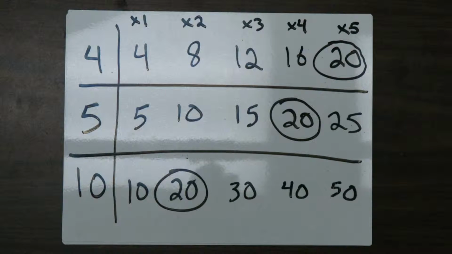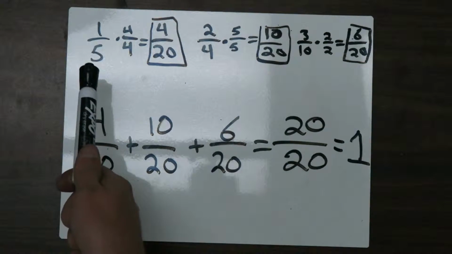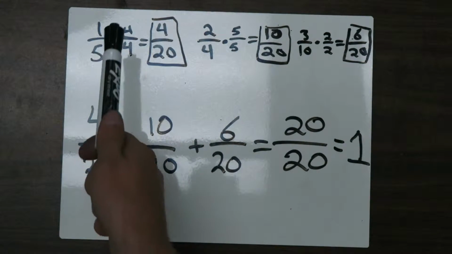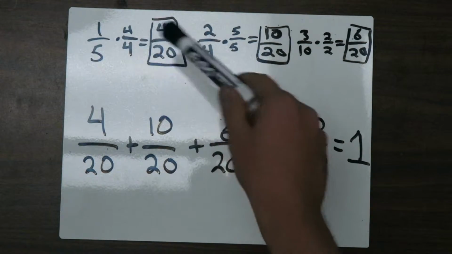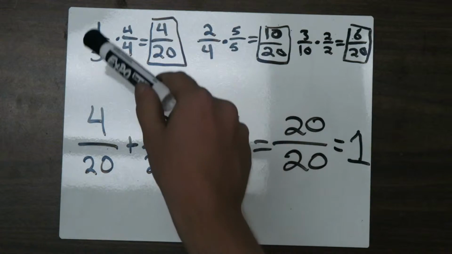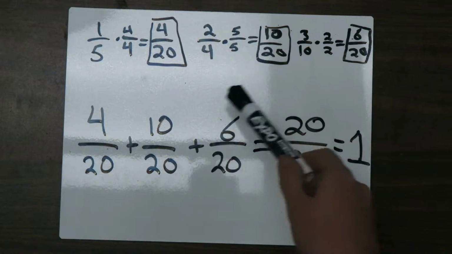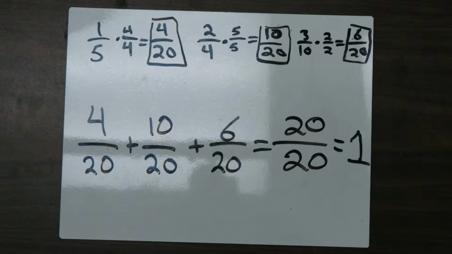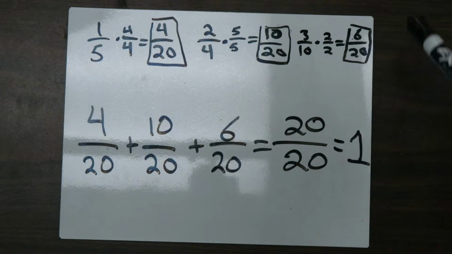So I need to change all of the original fractions in my problem to fractions over 20. So let's go ahead and do that. So 1/5, I change that to a fraction over 20 by multiplying by the fraction 4 over 4, and that gives me an equivalent fraction of 4/20. That's equal to 1/5. 2/4, I multiply by 5 over 5, and that gives me 10/20. And then lastly 3/10, I multiply by 2 over 2, and that gives me the equivalent fraction of 6/20.